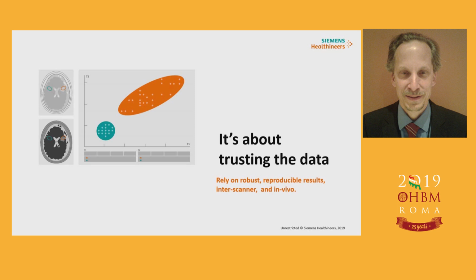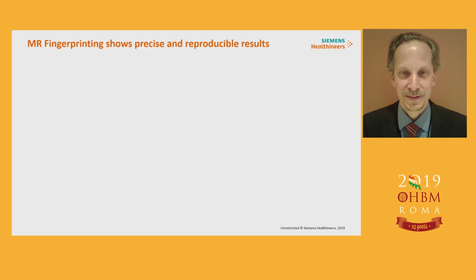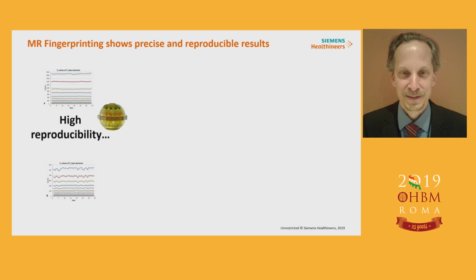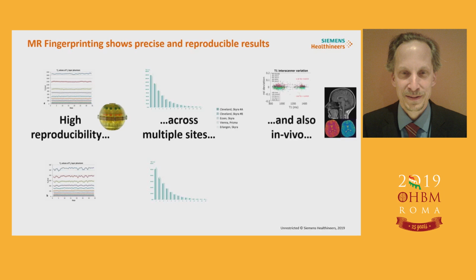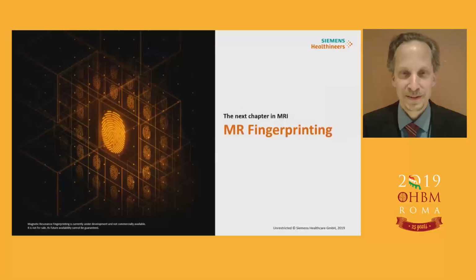At the end, it's all about trusting the data. So if the data is not robust and reliable, of course, then it wouldn't work. So we need very reliable, robust data. It needs to be reproducible across several scanners or different scanners, and of course, in vivo. And this was now shown on phantom experiments, that it's highly reproducible. It was shown across multiple sites, and it was also shown in vivo in the clinical study I showed you before. And currently, there are 2 manuscripts accepted for publication in Radiology.